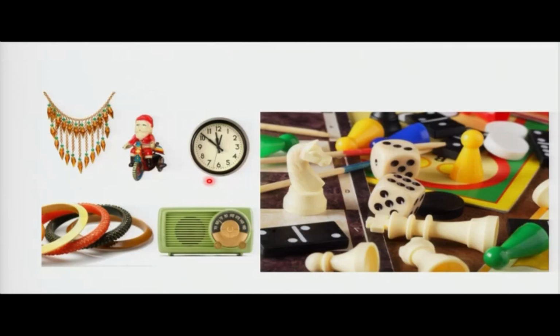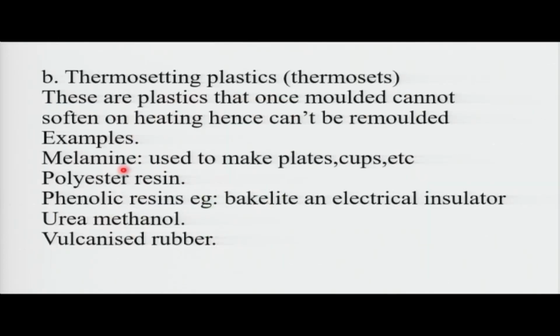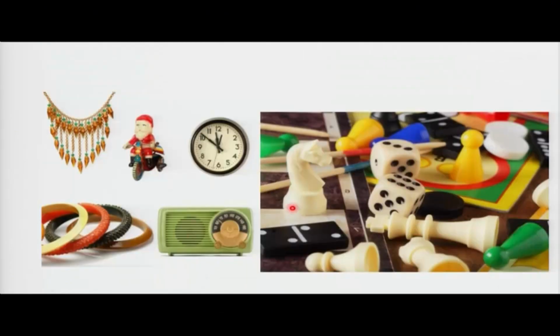So then let's continue. We have polyester resin. We are not going to talk about it. We have phenolic resins, e.g. bakelite, which is an electrical insulator. So bakelite has many applications, as we are going to see, very many applications. And we are going to try to look at the structure of bakelite. So these are some of the uses of bakelite.